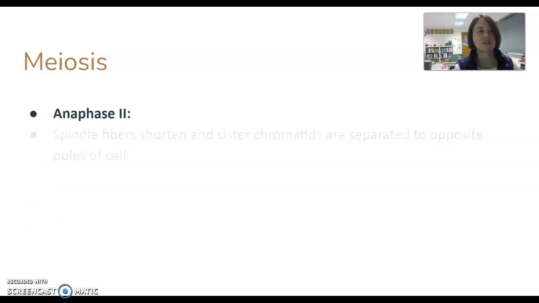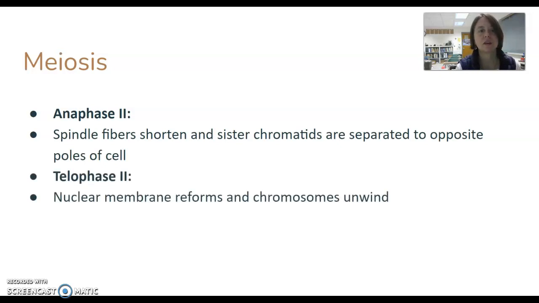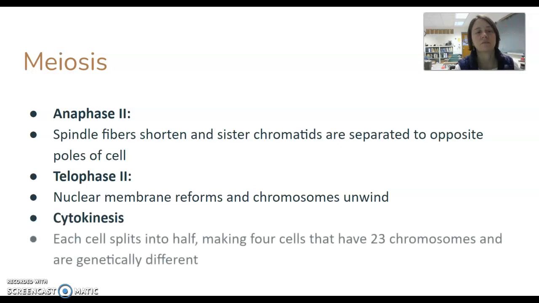Okay, anaphase 2. The spindle fibers shorten and the sister chromatids split and go to opposite sides of the cell. In telophase 2, the nuclear membrane reforms and the chromosomes unwind into chromatin, and then there's cytokinesis. Each cell splits in half, making 4 cells that each have 23 chromosomes and are genetically different.